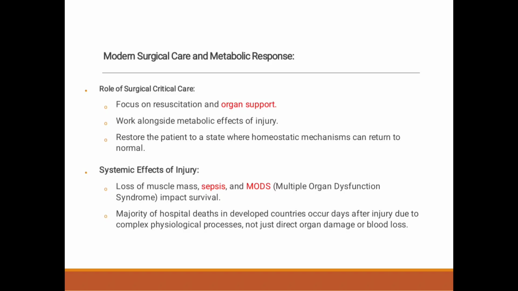A few of the systemic side effects of the injury which we can see in a patient are loss of muscle mass, sepsis, and multiple organ dysfunction. We can see here that the majority of the hospital deaths in developed countries which occur after the injury are due to complex physiological processes, not just direct organ damage or blood loss. This underlies the major importance of understanding the pathophysiology behind these effects.